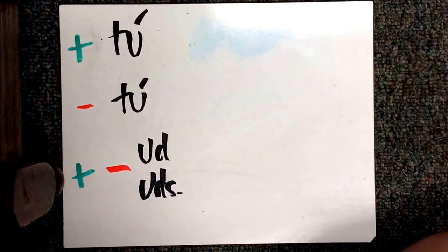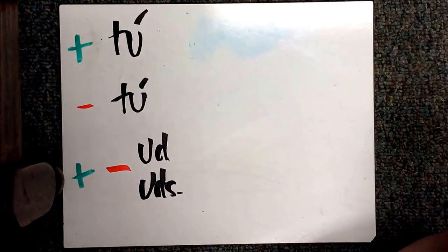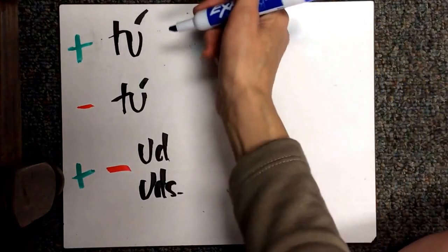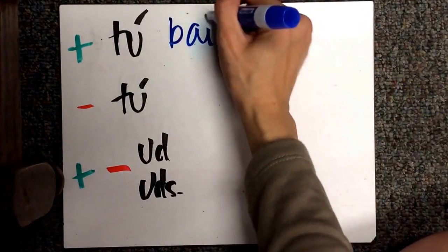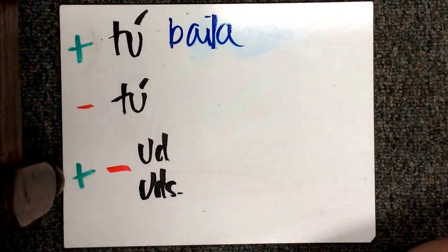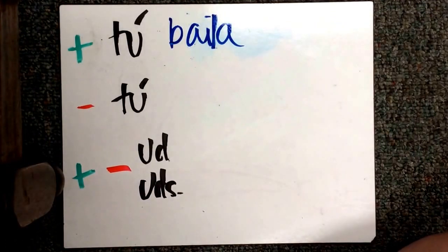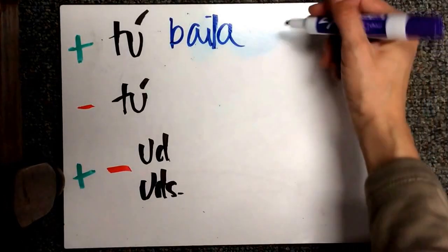If you recall, positive tú commands are pretty easy. It's just the él, ella, usted form of the verb. So if you have an AR verb like bailar, you just take the él, ella, usted form of the verb to create the command, baila. An ER verb, if you want to tell someone to eat something like comer, you just use come.